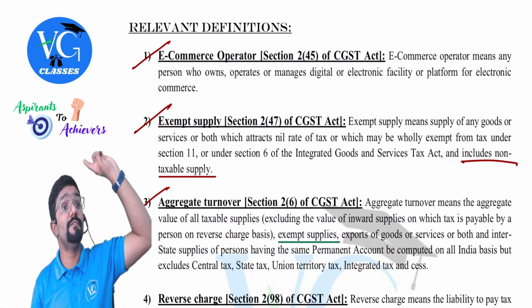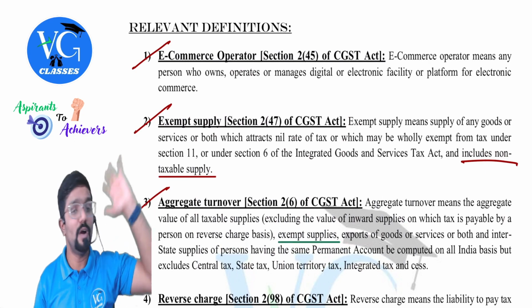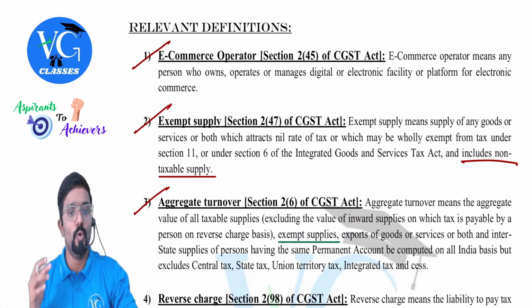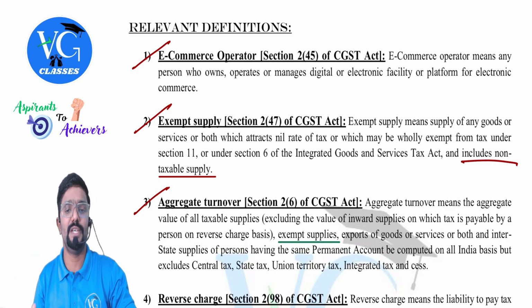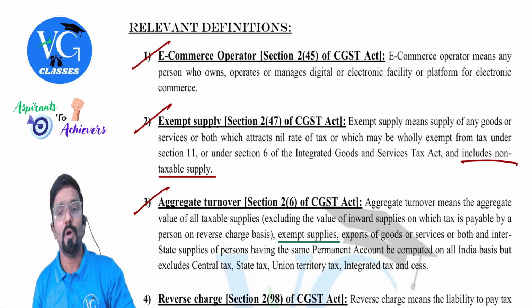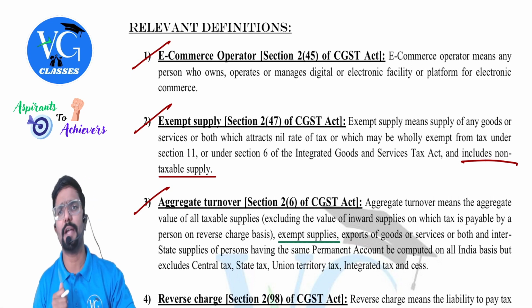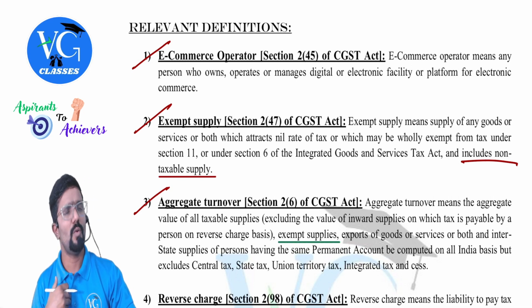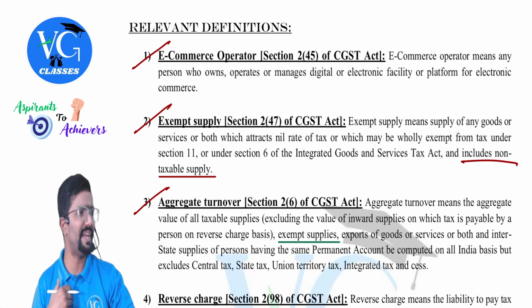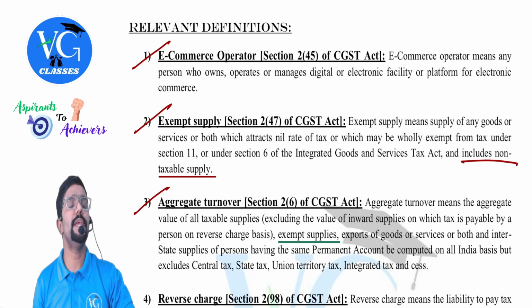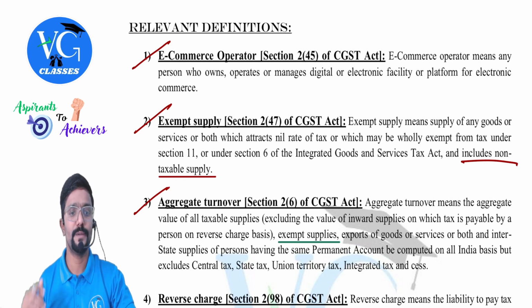E-commerce operator, section 9555. Clear? Who is he? E-commerce operator means any person who owns, operates, or manages a digital or electronic facility or platform for electronic commerce, like Amazon, Flipkart, or else we discussed a lot of things. What are those, sir? Uber, Ola, Swiggy, Zomato, or Airbnb. All these are e-commerce operators, guys.